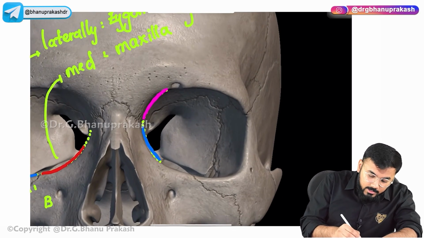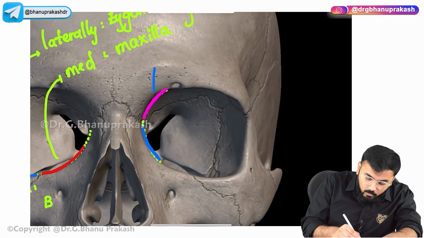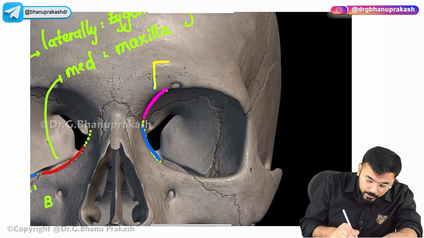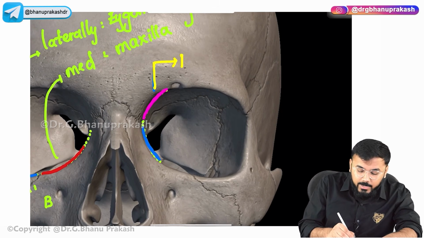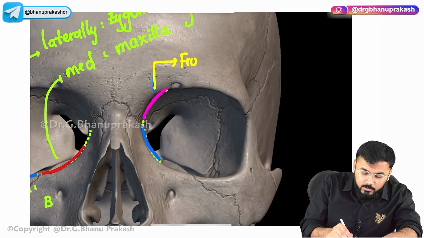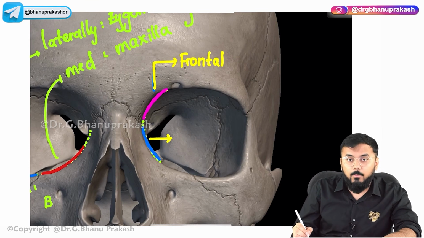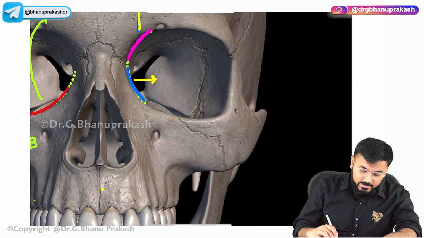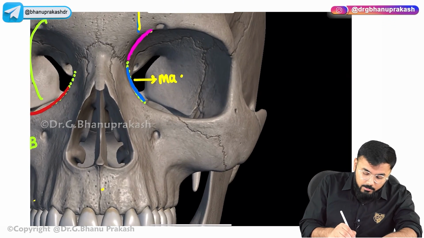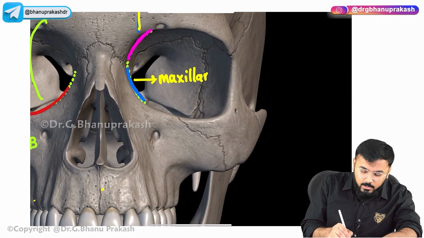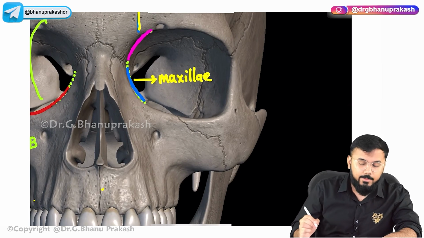See here. This superior part of the medial wall is made up of frontal bone. Yes or no? Just look at the picture. It is made up of frontal bone. And what is this particular one made up of? This is made up of maxilla. You see, this is made up of maxillary bone. This is made up of maxillae, right?